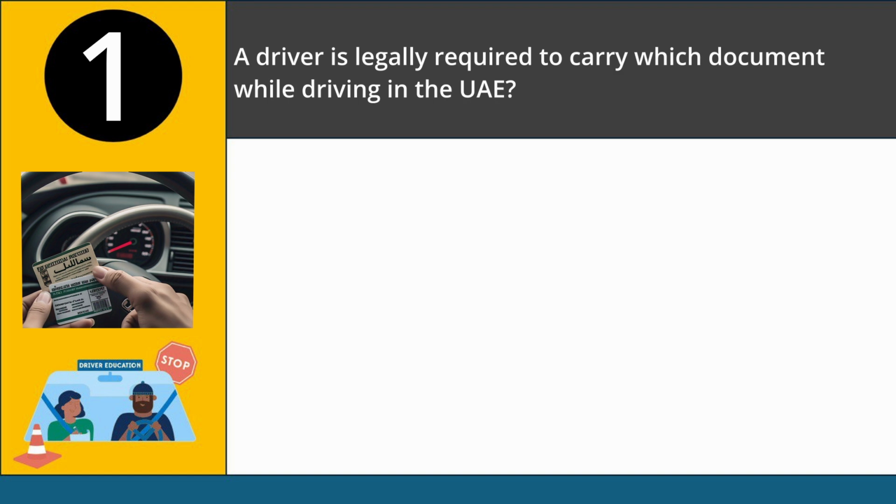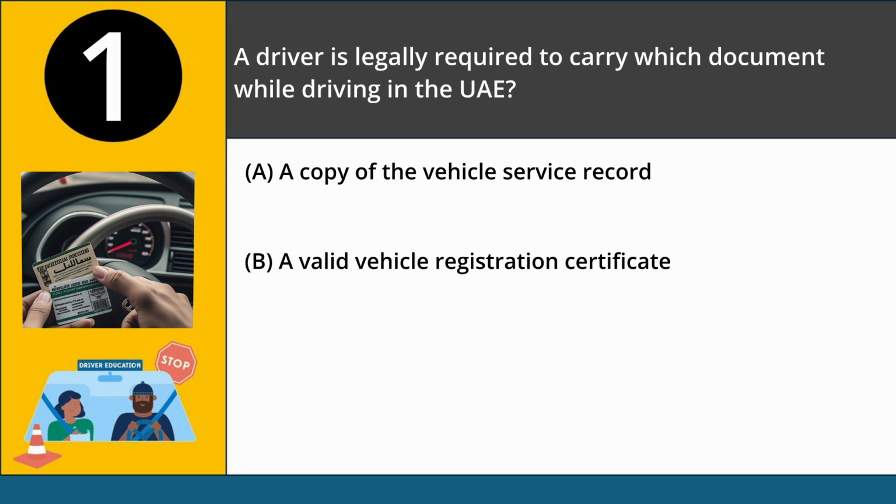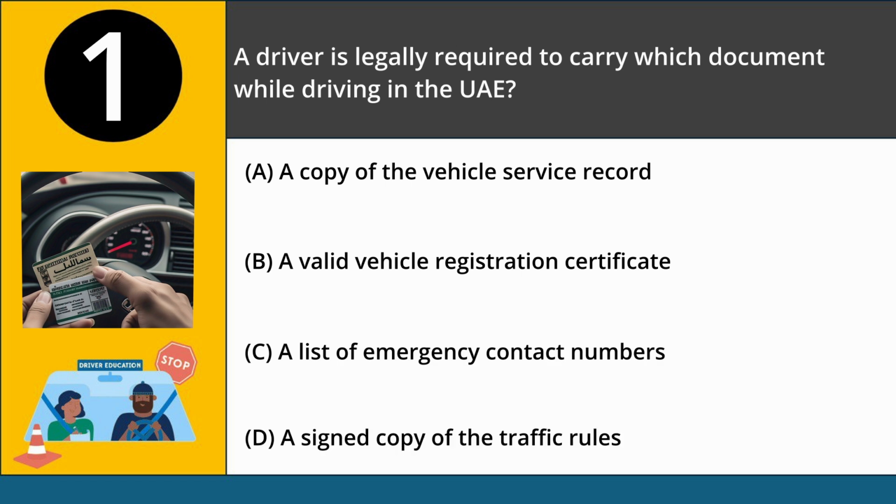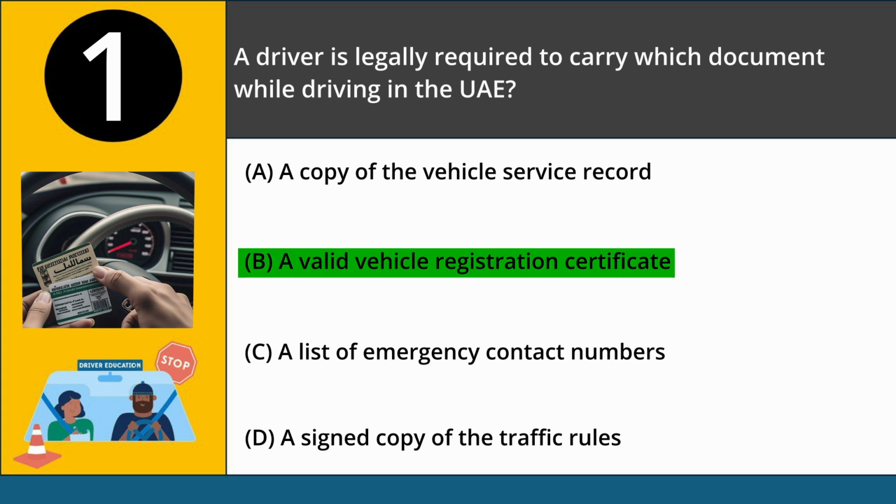A driver is legally required to carry which document while driving in the UAE? A. A copy of the vehicle service record. B. A valid vehicle registration certificate. C. A list of emergency contact numbers. D. A signed copy of the traffic rules. Answer: B. The law requires all vehicles to display number plates and carry a valid registration certificate while in use.